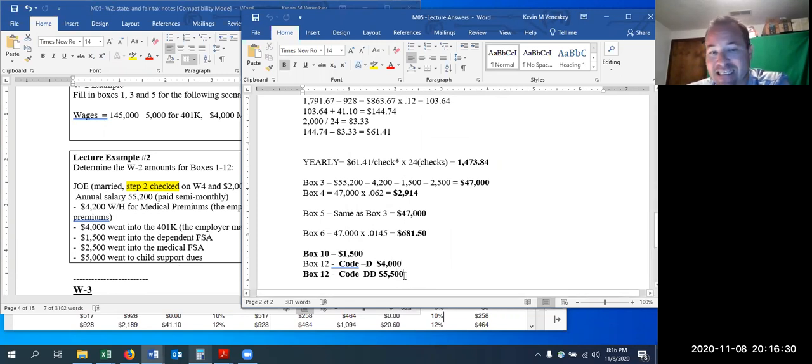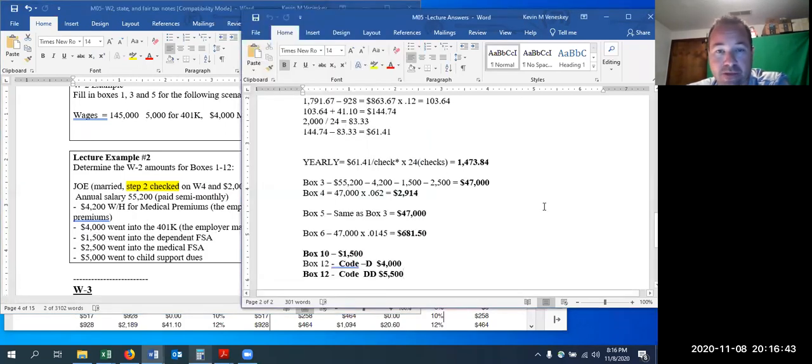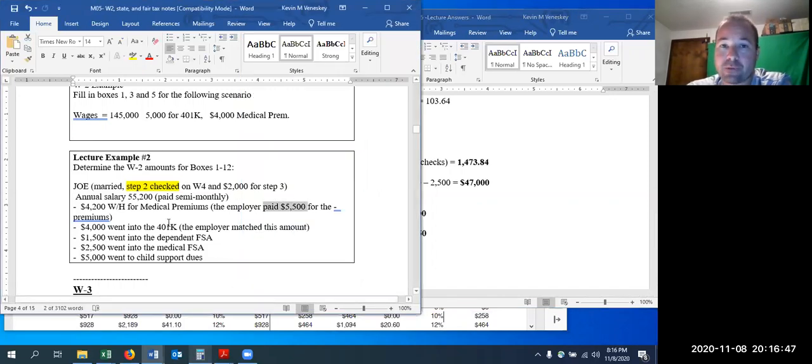And then code DD is how much the employer paid into his medical insurance premiums. The employer paid a total of $5,500, it told us. So that is how we would have filled out the W-2 for this employee. I've got some extra examples of those in the practice, so take advantage of those. Make sure you have that down.